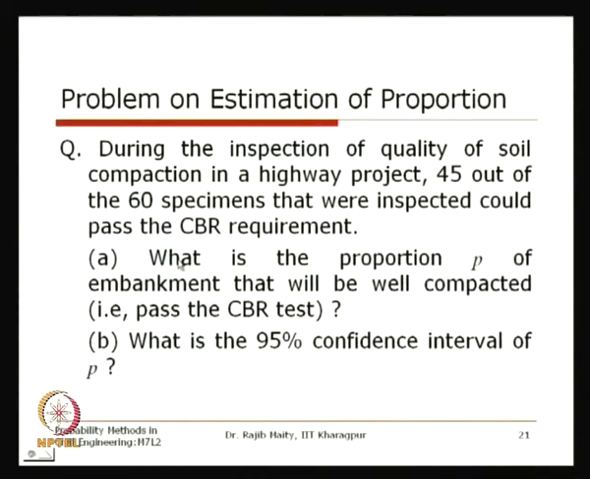So, the first question: what is the proportion p of the embankment that will be well compacted, that is, pass the severe test? This is the point estimation, and as we have seen, the point estimation is just the ratio of the number of successes divided by the total number of specimens. So, that we can estimate. And the second thing is: what is the 95% confidence interval of that p? That we will see; we have to use the standard normal distribution.